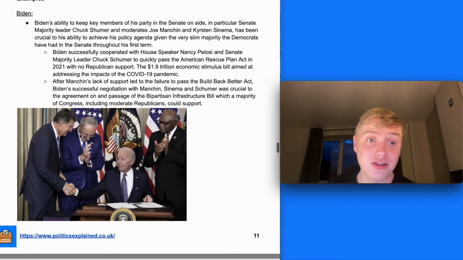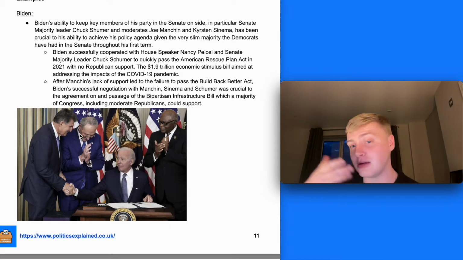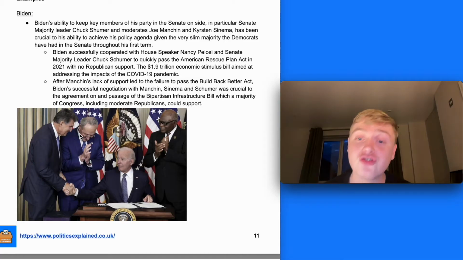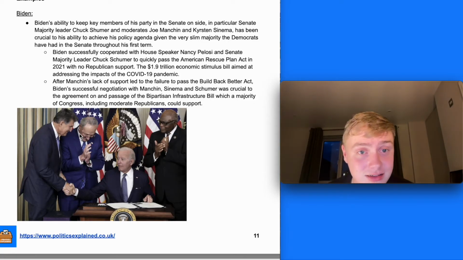In terms of Biden's administration, his ability to keep key members of his party in the Senate on side, in particular Senate Majority Leader Chuck Schumer and moderates Joe Manchin and Kyrsten Sinema, who have often been key swing votes on pieces of legislation, has been crucial to his ability to advance his policy agenda, given the very slim majority the Democrats have had in the Senate. So he successfully cooperated with House Speaker Pelosi and Senate Majority Leader Schumer to pass the American Rescue Plan Act.